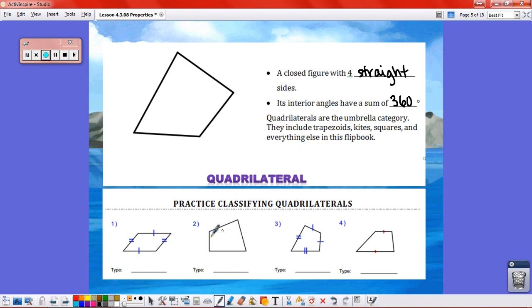We have a little bit of practice in here. This is something that might be easier to come back to after we've looked at all of the different shapes. So we'll do that first.